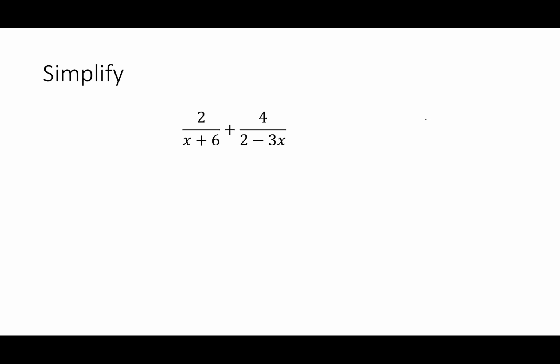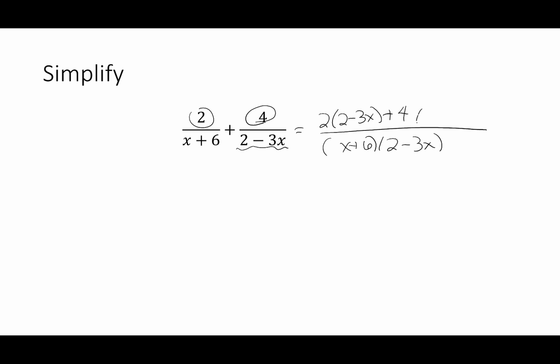Let's try 2 over x plus 6 plus 4 over 2 minus 3x. When you look at this, everything is simplified. X plus 6 doesn't have any factors. 2 minus 3x doesn't have any factors other than like 1 or negative 1, right? And we don't need to mess with that. So what I have to do here is think about what's going to be my common denominator. And my common denominator is going to be x plus 6 times 2 minus 3x. This time I can kind of think about this 2 needs to multiply by 2 minus 3x. I'm going to write it that way. Plus this 4 needs to multiply by x plus 6.